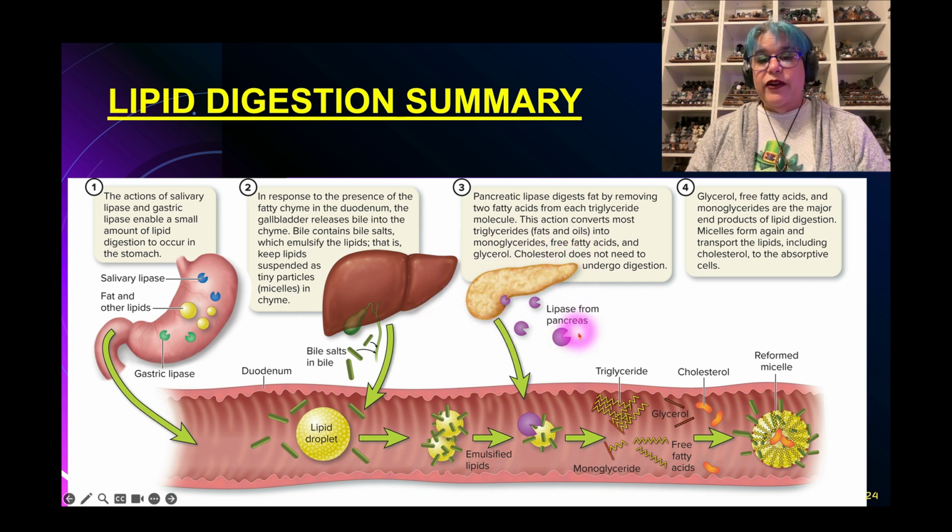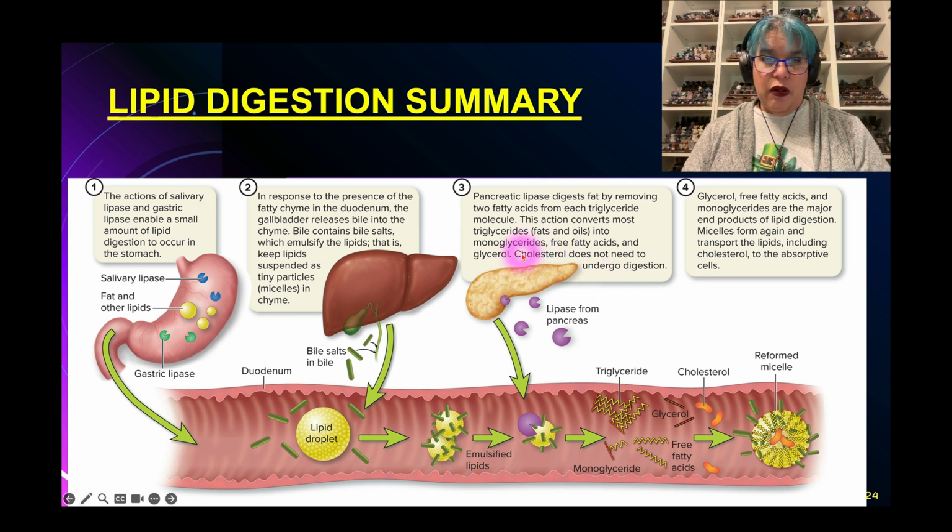The pancreas will then release pancreatic lipase. Pancreatic lipase digests fat by removing two fatty acids from the triglyceride molecule. The action converts most triglycerides, fats and oils, into monoglycerides and free fatty acids and a glycerol. So I can either take all of them off, or I can take two of them off and leave one, but I end up with my triglycerides becoming monoglycerides, free fatty acids, or just glycerol and then the free fatty acids. But either way, I'm splitting this apart.